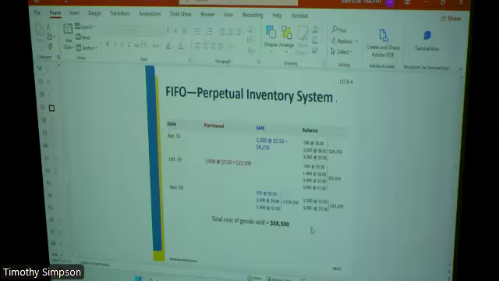So that's FIFO. Any questions about FIFO and what's happening with it, where the oldest goods are sold first, and the newest goods are the ones which remain in ending inventory? Those are the things that we need to account for. Okay, all right.